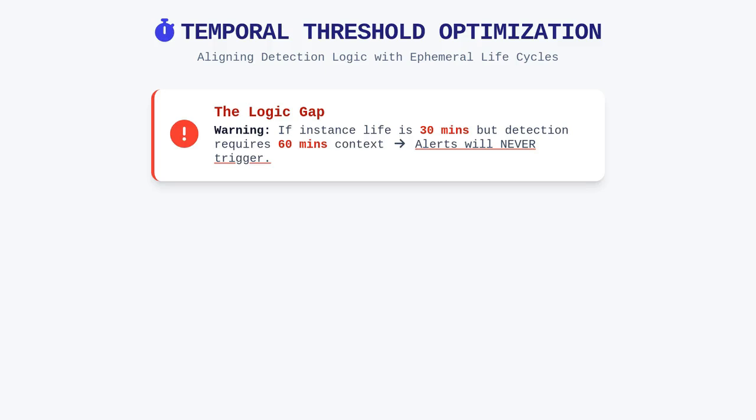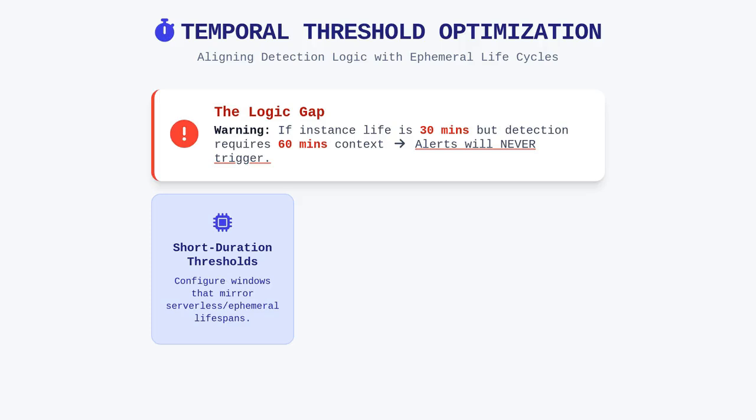Finally, you must consider the temporal nature of your thresholds when life cycles are brief. If your instances cycle through their life cycle every 30 minutes, a detection logic that requires an hour of historical context to trigger will never function correctly. You need to configure short duration thresholds that match the shorter life cycles of your serverless functions or ephemeral containers. It is essential to choose windowing functions that are granular enough to catch anomalies quickly, yet robust enough to tolerate the momentary noise found in startup sequences.